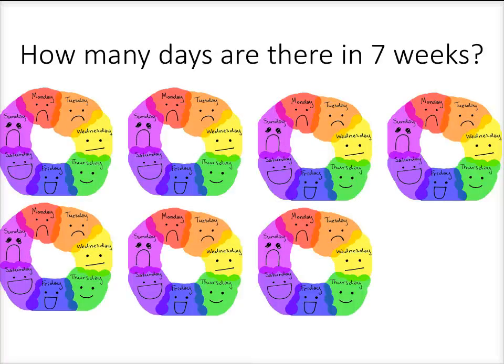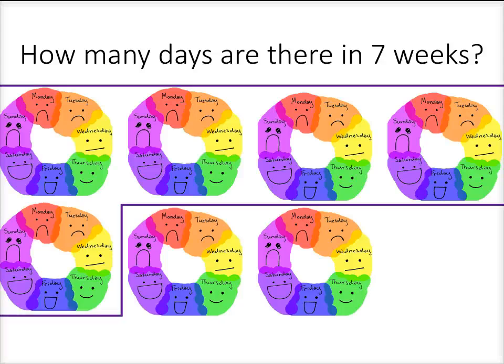We can count up by groups of 7 as we have previously, or we can use the split strategy. So let's have a look how. Remember, there are 7 days in a week. So we can think of this as 7 groups of 7 to work out how many days there are in 7 weeks.